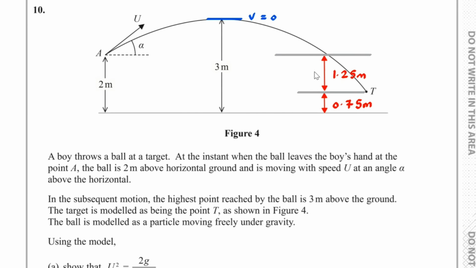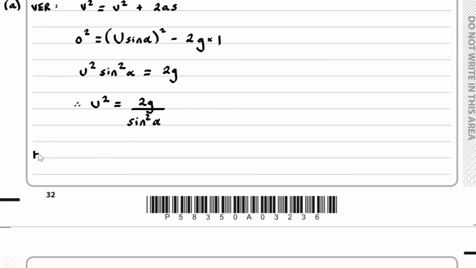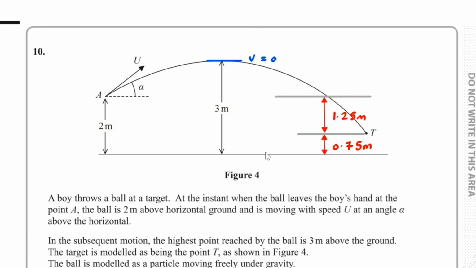So now let's consider using s equals ut plus a half at squared horizontally. If we consider the horizontal motion with s equals ut plus 1/2 at squared, well, a is equal to 0 in this case. So we've got the horizontal displacement, which is 20 meters. So in other words, from here to the point T, which is here, this is a total of 20 meters.